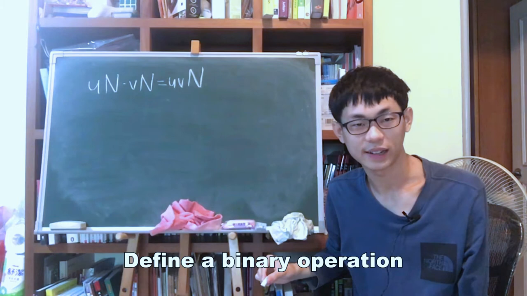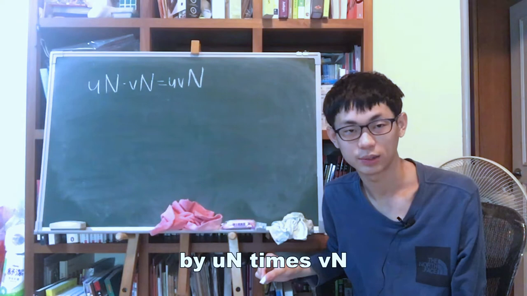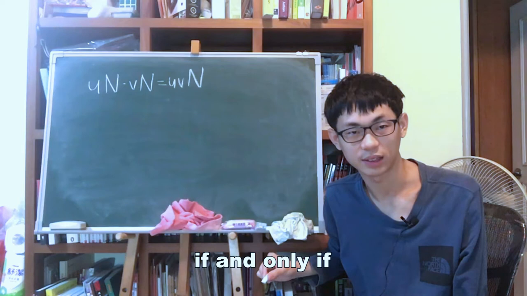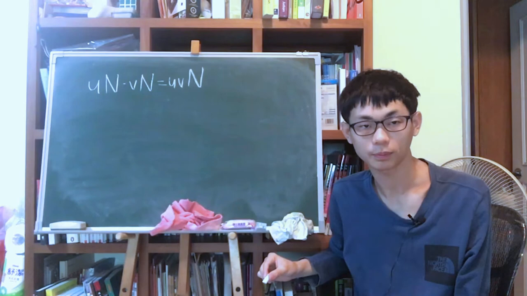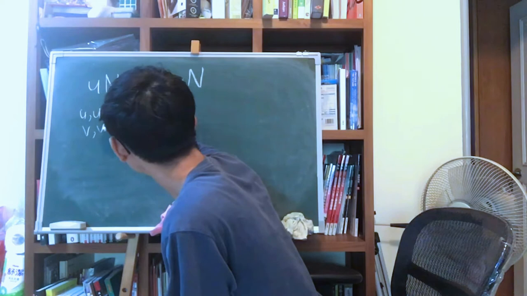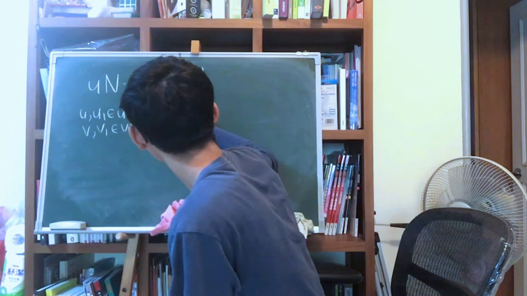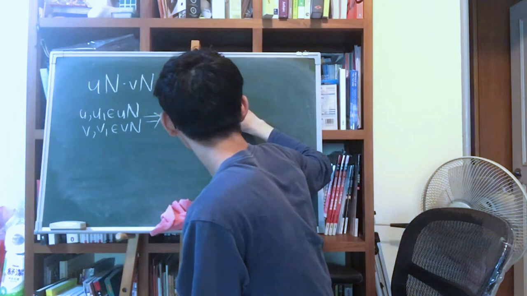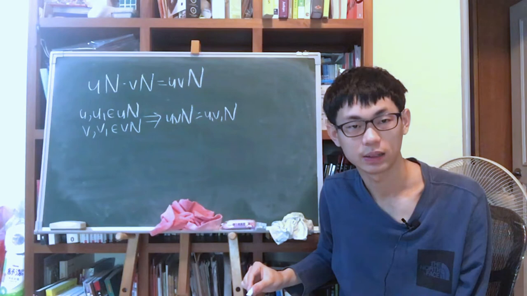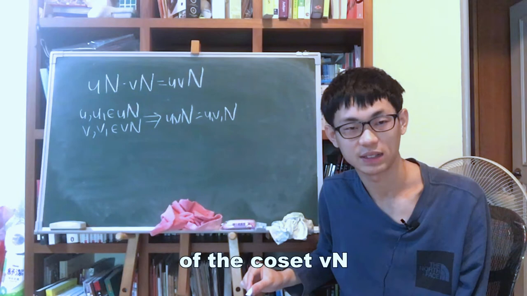Define a binary operation on the set of left cosets of N by uN times vN equals uvN. We show that this operation is well defined if and only if N is a normal subgroup of G. First, assume that the operation is well defined. That is, if u and u sub 1 are representatives of the coset uN, and v and v sub 1 are representatives of the coset vN, then uvN equals u sub 1 v sub 1 N.